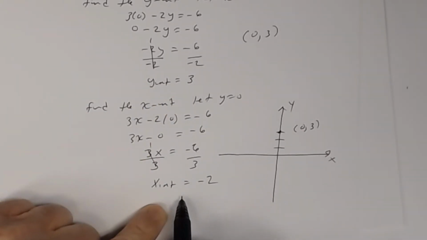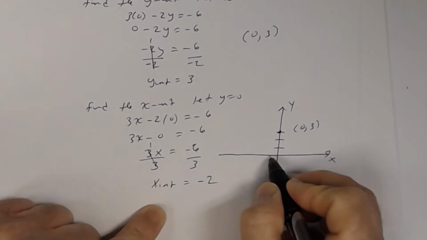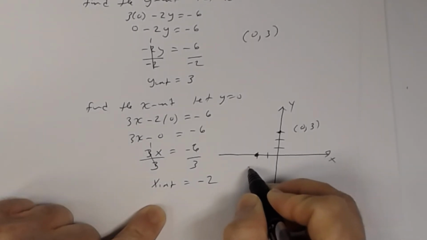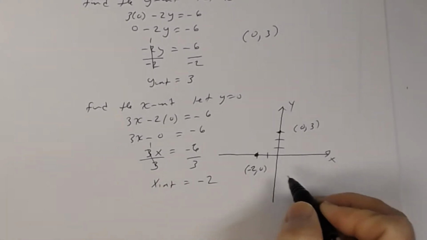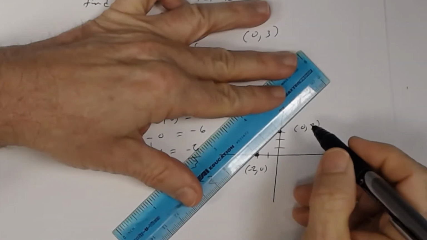The x-intercept's negative 2. Remember, negative 2, not positive 2. So you go on the x-axis to the left. 1, 2, put a dot. So that's negative 2, 0. Make sure the coordinates are listed correctly so you don't lose any points, because everything you write must be mathematically correct. And so then you just draw your line, and you get this.